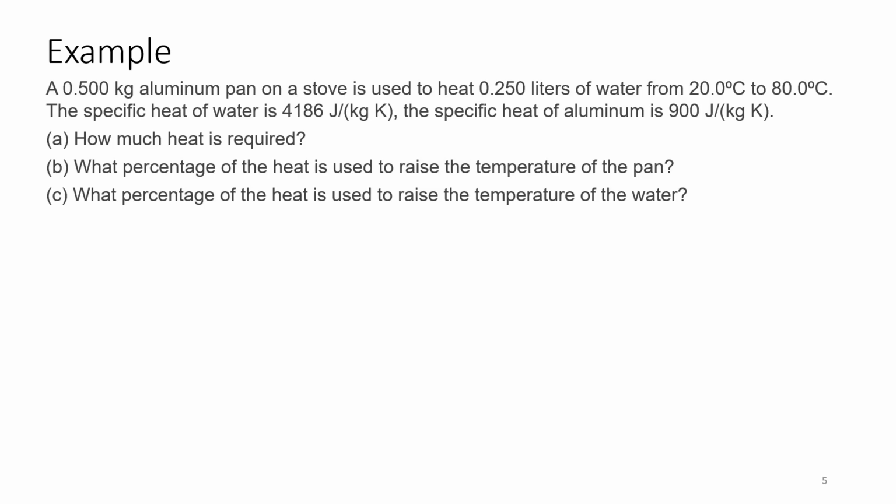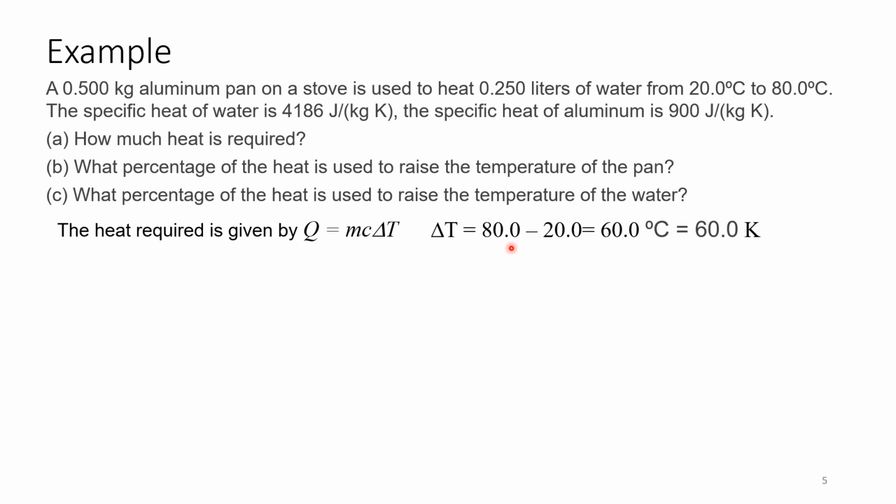Let's look at this example together. We know that the pan and the water are always at the same temperature. Since we know the temperature difference, we can calculate the heat using the equation Q equals mcΔT, where ΔT equals 80.0 minus 20.0, equals 60.0 degrees Celsius, which is the same as 60.0 Kelvin, because this is the temperature difference.